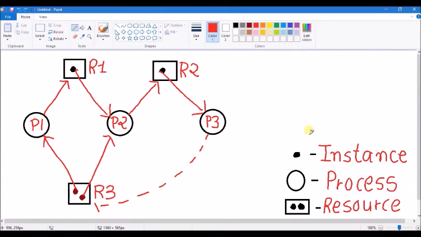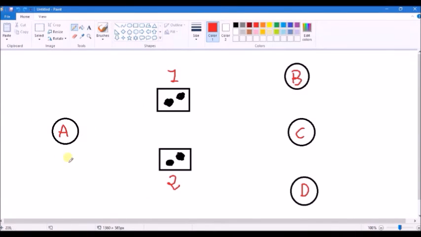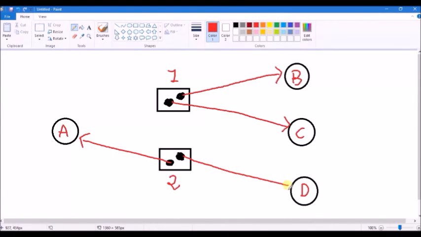Let's take one another example. There are four processes in this example: A, B, C, D, and two resources, 1 and 2. Both resources have two instances. Suppose one instance of resource 1 is allocated to process B, and one instance of resource 1 is allocated to process C. One instance of resource 2 is allocated to process A, and one instance of resource 2 is allocated to process D. So now resources 1 and 2 do not have any free instances.